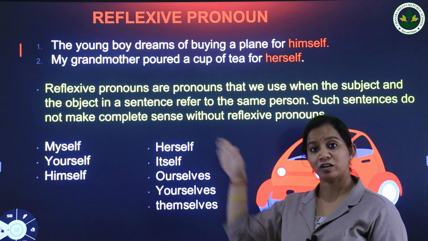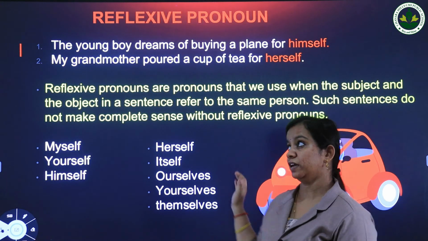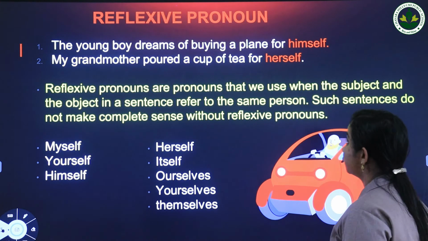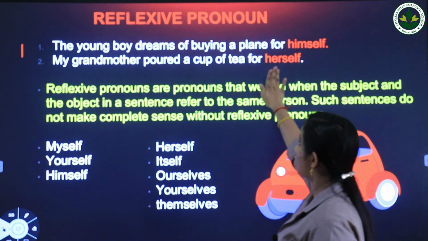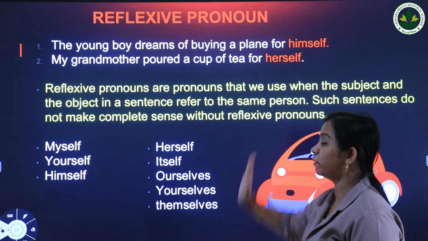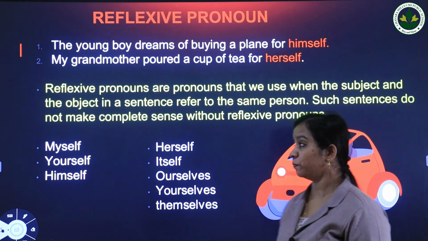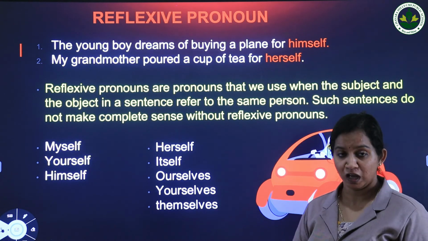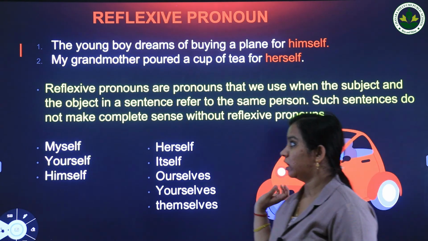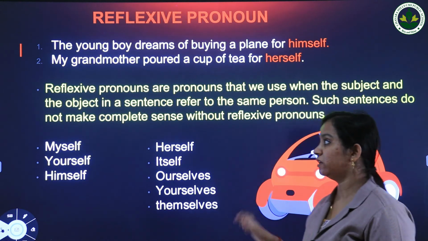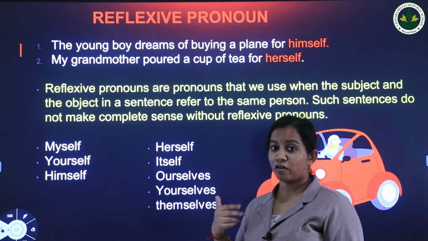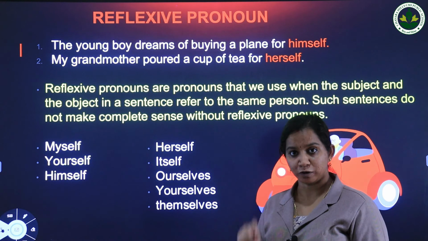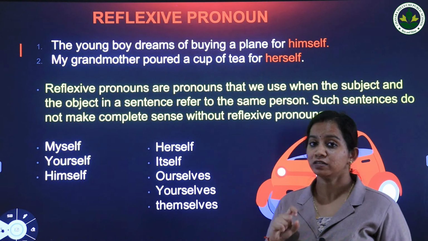If the subject and object are referring to the same person, then a reflexive pronoun will be used to indicate that in a sentence. If you just imagine a sentence without this pronoun, my grandmother poured a cup of tea, the meaning is incomplete. If the subject and the object in a sentence refer to the same person and we are not using a reflexive pronoun in that sentence, then the meaning will be incomplete. So in order to make the sense of the sentence complete, you need a reflexive pronoun if the subject and object of the sentence refer to the same person.